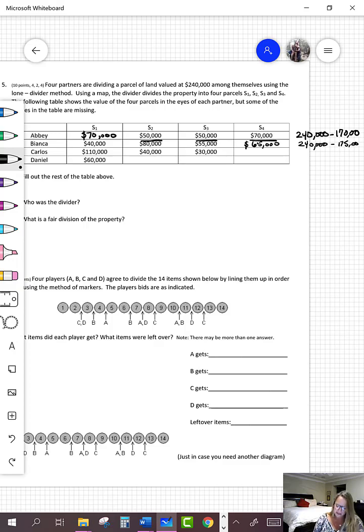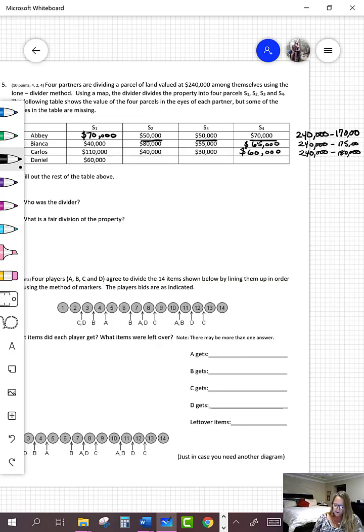Carlos believes that the first is 110, second is 40,000, so that's 150,000 plus 30,000 is 180,000. So if we take 180,000 from the 240,000, this is going to give us that parcel 4 for Carlos is worth $60,000.